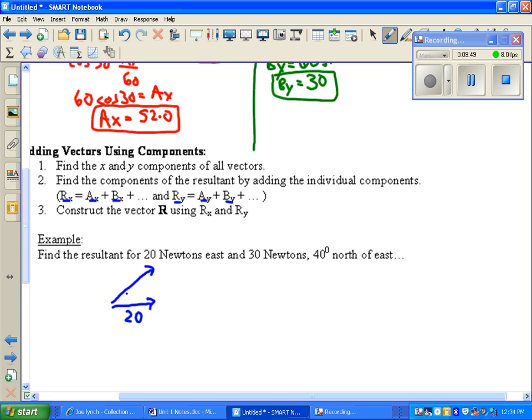Okay, this angle is going to be 40 degrees, and then this is going to be 30 newtons. All right, and I like to label these. I'll call this vector A and call that vector B.